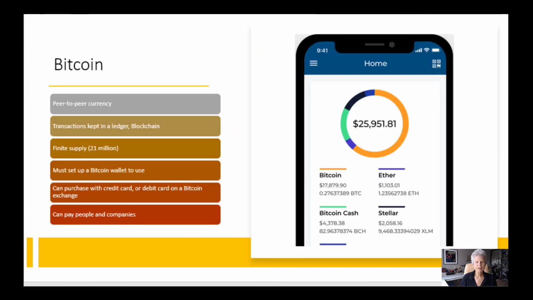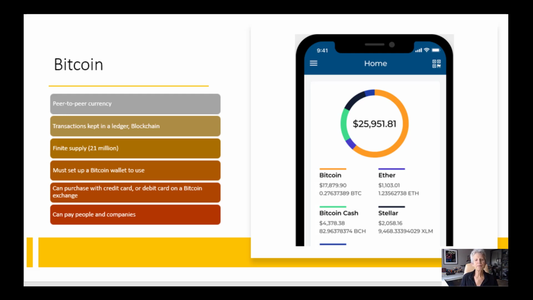Maybe the most famous that you've heard of is Bitcoin. It's peer-to-peer currency. So like we said, it's not backed by the government. It's me exchanging Bitcoin with you, peer-to-peer. And it's individuals along the way that are deciding whether or not this is a solid transaction. So the transactions are kept in a ledger, and then we talked about the blockchain.